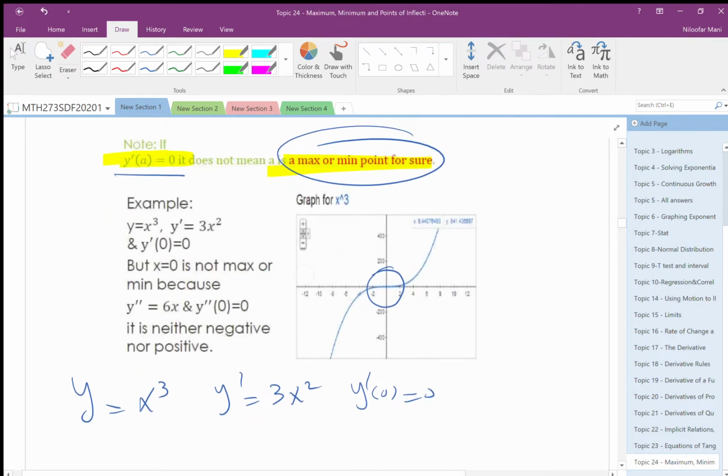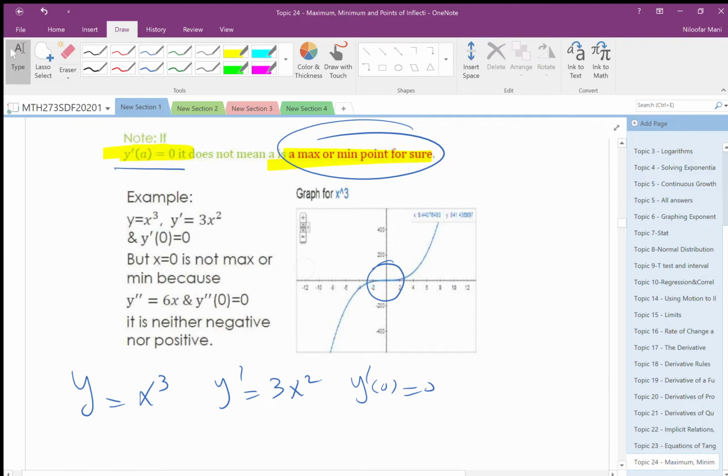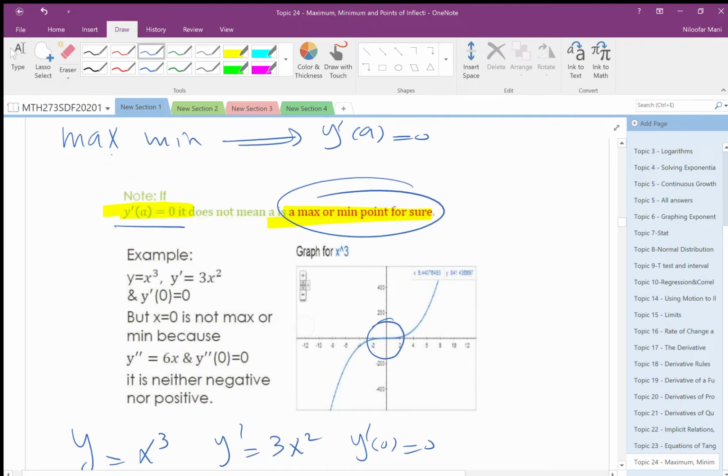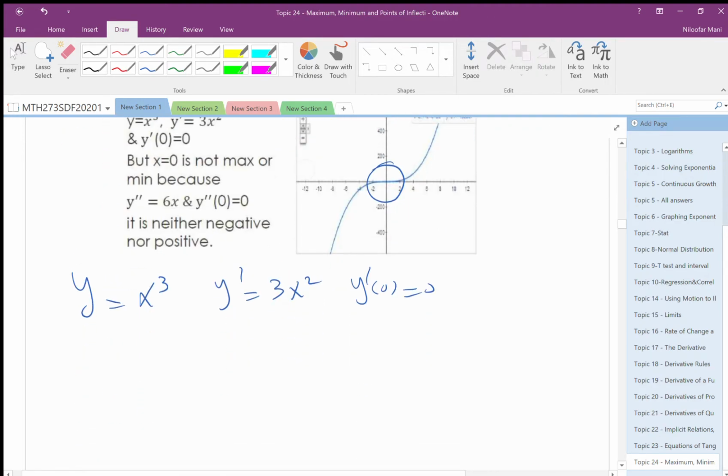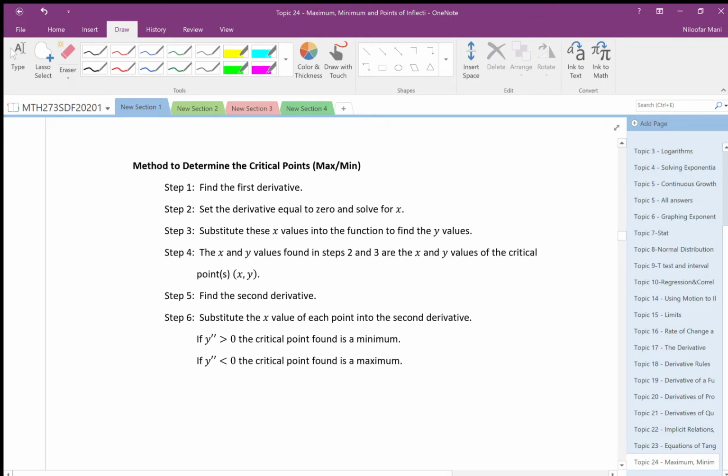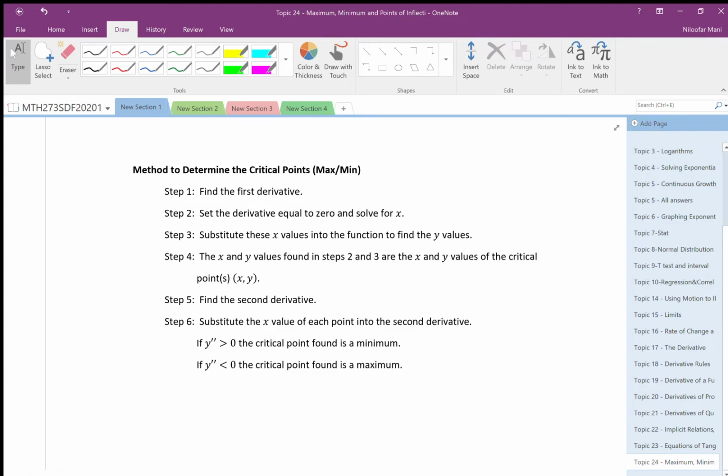So again, if I have a maximum or minimum, yes, I do have the first derivative equals 0. But it doesn't mean that if I have the first derivative equals 0, I for sure have a maximum or minimum. This is the example: y equals x cubed. I don't see any maximum or minimum, but the first derivative is 0 at 0. So how can I make sure that I have a maximum or minimum? Here is the method to find maximum and minimum.